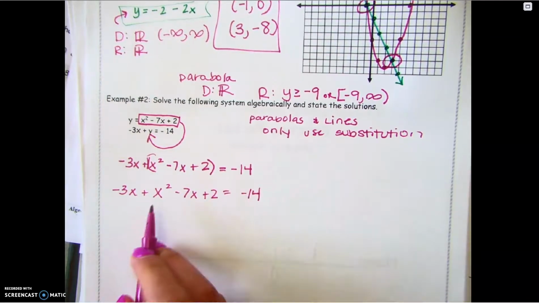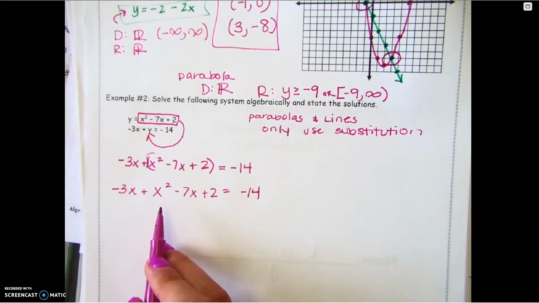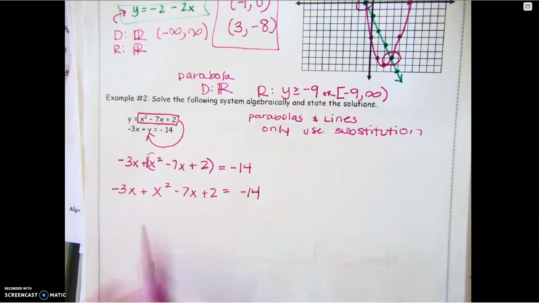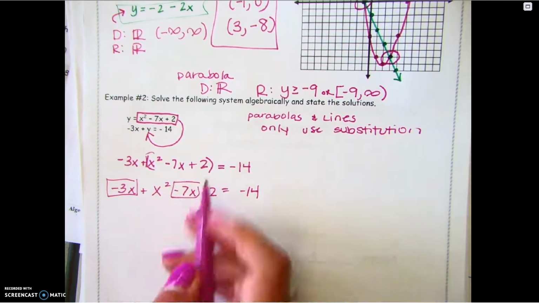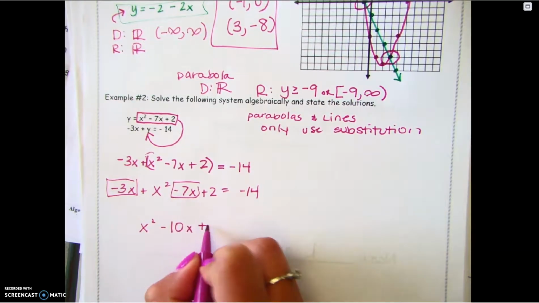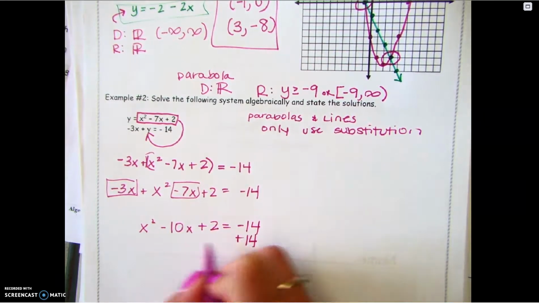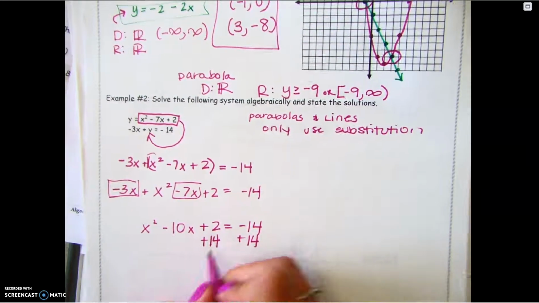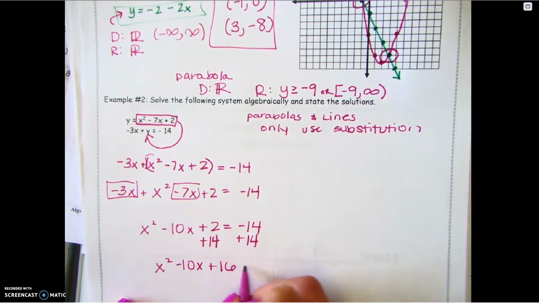And so I see x squared, which means this is going to be a quadratic equation. So I have to get my equation set equal to 0 first before I solve. And there's actually some like terms I can combine here. So I can combine that and that. That will get me 10x plus 2. And then I'm going to add 14. So I got x squared minus 10x plus 16 equals 0.